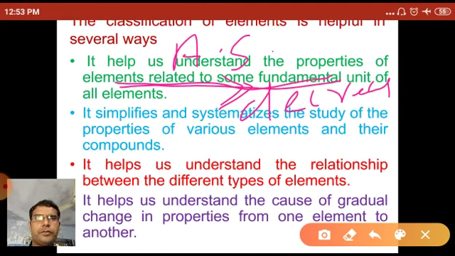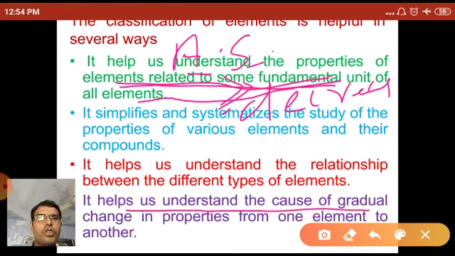Nuclear charge is a type of positive charge generated due to the presence of protons in the nucleus, and they attract the outermost electrons. So the nuclear charge increases from left to right due to the attraction force, and the atomic size decreases. So the classification of elements helps us understand the cause of gradual change in properties from one element to another.